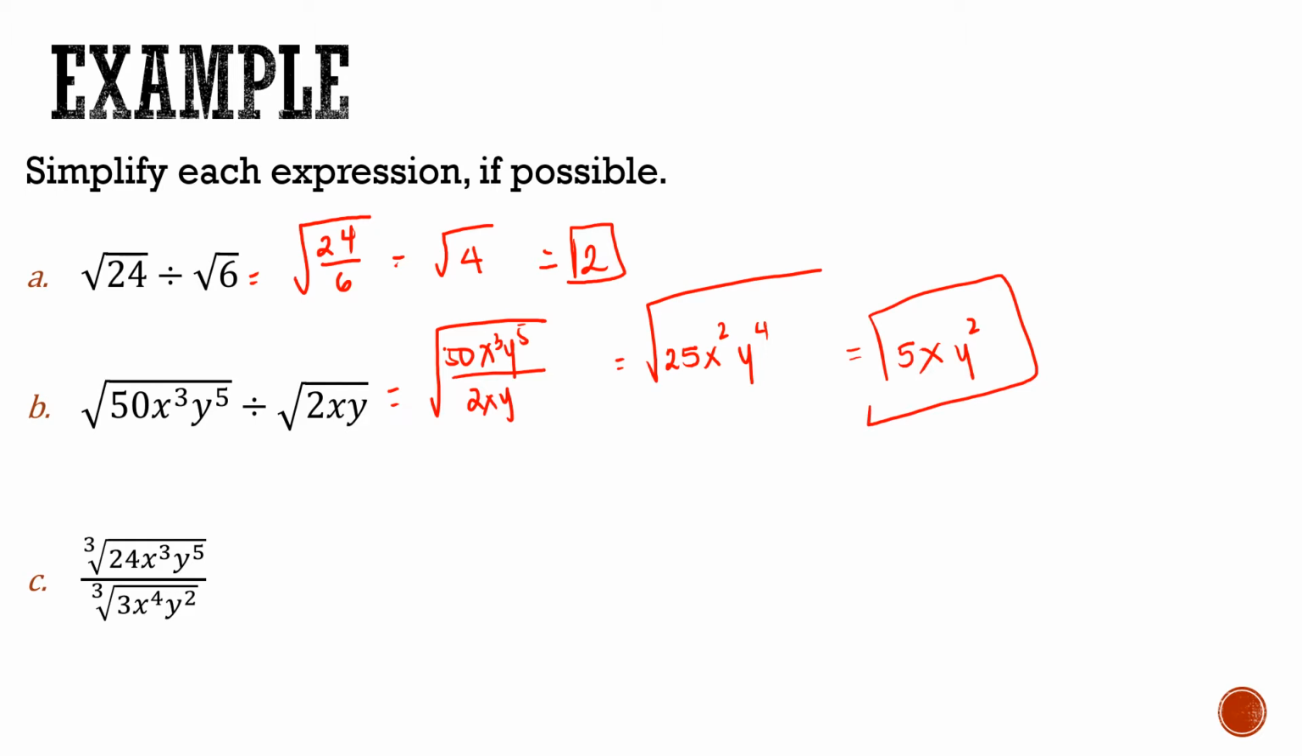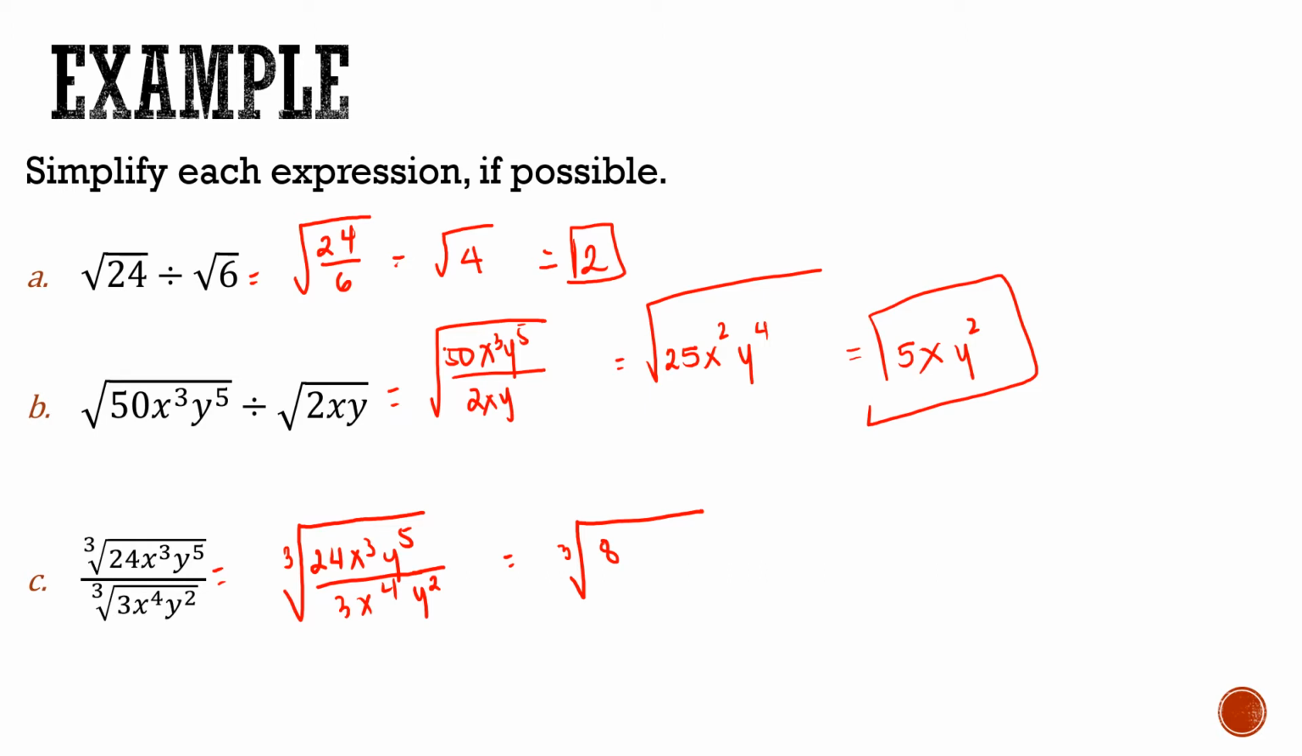The third example is the cube root of 24x cubed y to the 5th over the cube root of 3x to the 4th y squared. The same procedure will be applied. So we can write this as the cube root of 24x cubed y to the 5th over 3x to the 4th y squared. So let's divide one by one the terms in the radicand. So we got 24 divided by 3, so we got cube root of 8. And then x cubed over x to the 4th, that will be x.